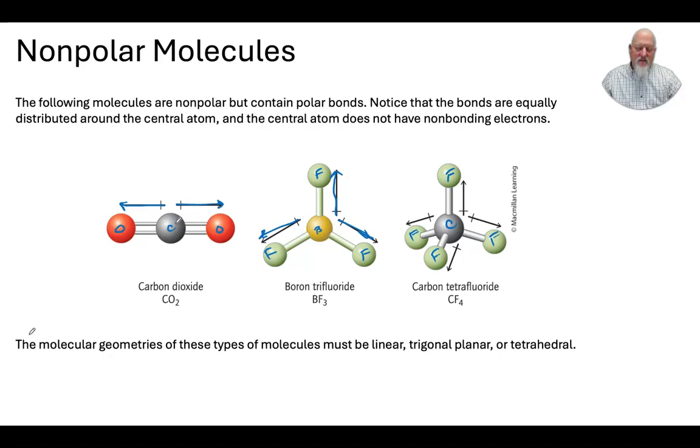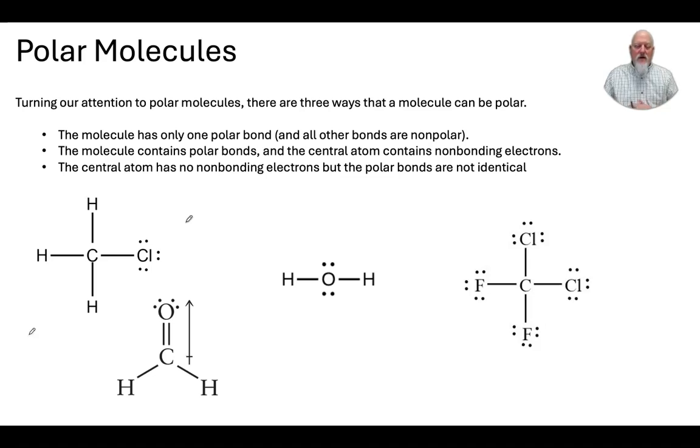So if I've got atoms or molecules that are linear, trigonal planar, or tetrahedral that don't have lone pairs on them and have all the same polar bonds, the molecules aren't polar because the dipoles cancel out. Now, for a molecule to be polar, then, it's kind of everything else.